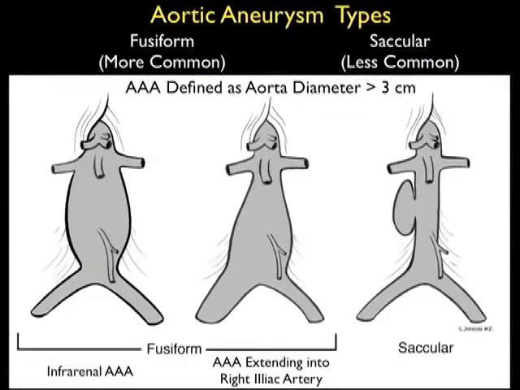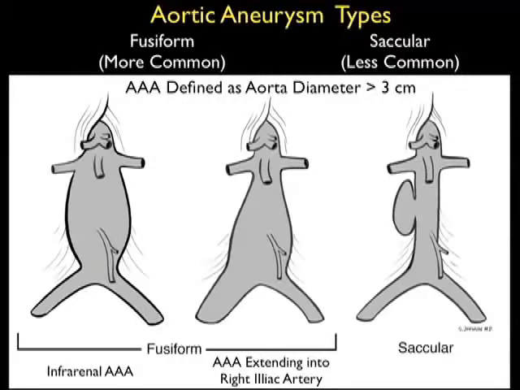This illustration shows the types of abdominal aortic aneurysms that may be encountered in clinical practice. The more common type of abdominal aortic aneurysm is defined as fusiform or diffuse dilatation of the abdominal aorta. Remember that a AAA is defined as an aortic diameter greater than 3 centimeters. Let's start by looking at the picture towards the far left. What we see here is a diffuse dilatation of the aorta beginning at the level below the renals and ending just above the bifurcation into the iliac arteries.